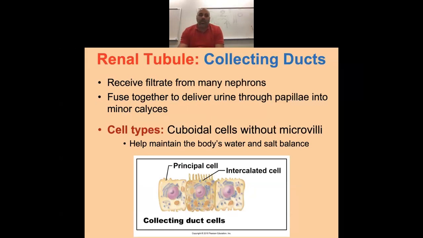So the collecting ducts, really at that point, it's primarily urine. You can reabsorb some water from there, but for us, we're really saying at this point it's waste. We're just getting rid of it. And where does it dump into? The minor calyces, which then dump into major calyces. Okay? Then we head out of the kidney into the ureter. Cuboidal, no microvilli, and like I said, we can do some reabsorption of water, tweaking salt, but that's really about it.